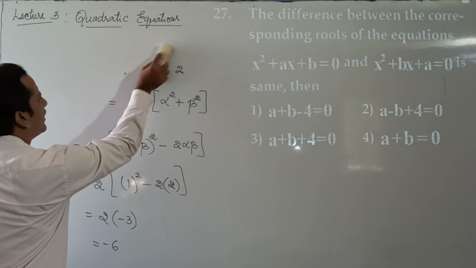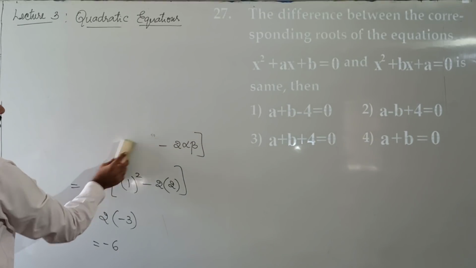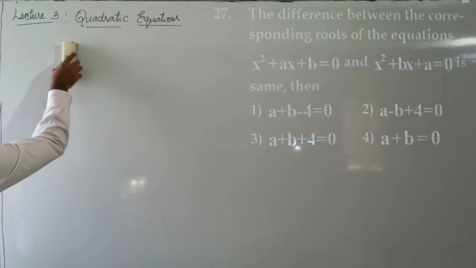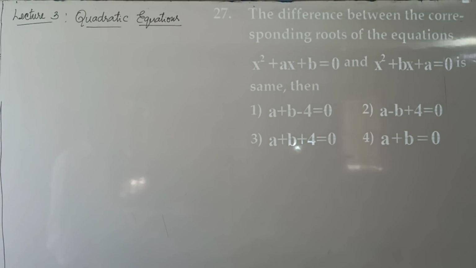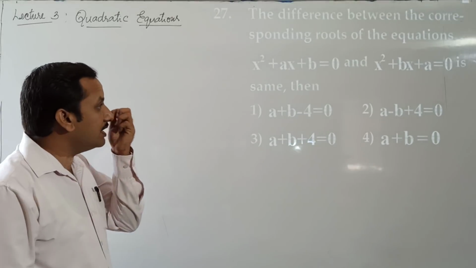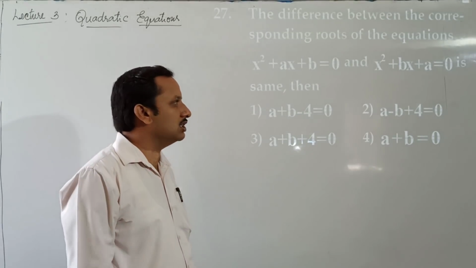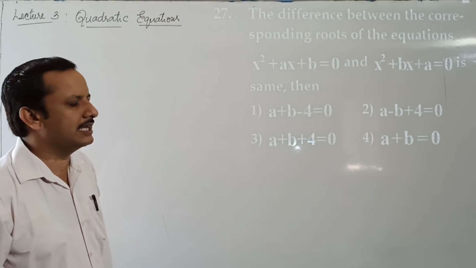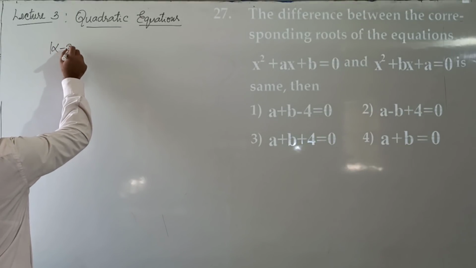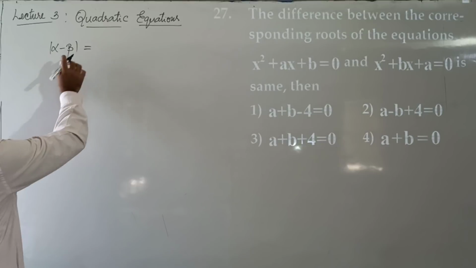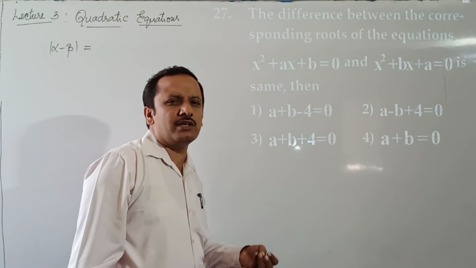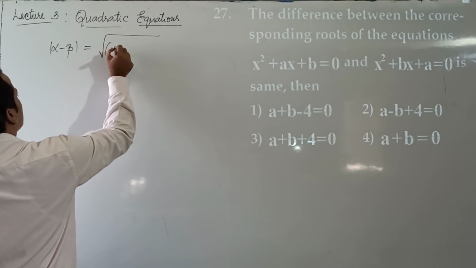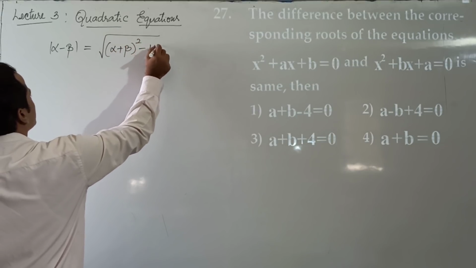27th question. The difference between the corresponding roots of the equations x square plus ax plus b equal to 0 and x square plus bx plus a equal to 0 is same. Then what happens? Difference between the roots is nothing but alpha minus beta, or I would say modulus of alpha minus beta. If alpha and beta are the roots, then modulus of alpha minus beta will give you the difference between those two roots. This is obtained as square root of alpha plus beta whole square minus 4 alpha beta.